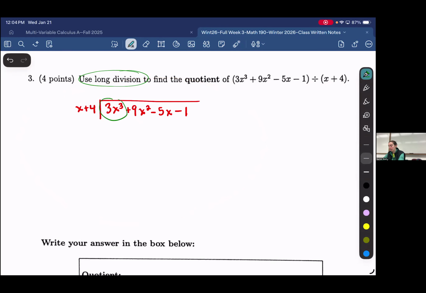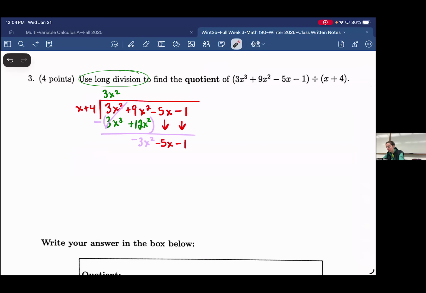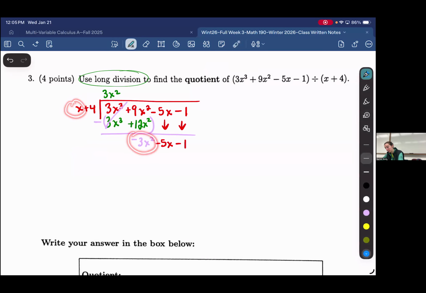X times what gives us 3x cubed? Good. Now let's take the product and we end up with 3x cubed plus 12x squared. We are going to subtract this, and if we did it correctly, that first term will cancel out. Now we're looking at 9x squared minus 12x squared, which gives you a negative 3x squared. And then we're going to go ahead and bring down the negative 5x and the negative 1 and repeat the process. So x times what gives you negative 3x squared?